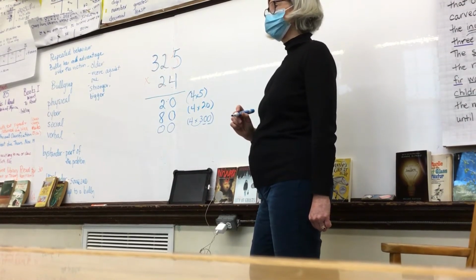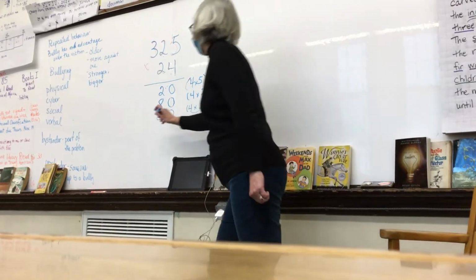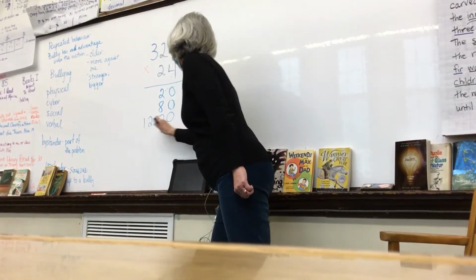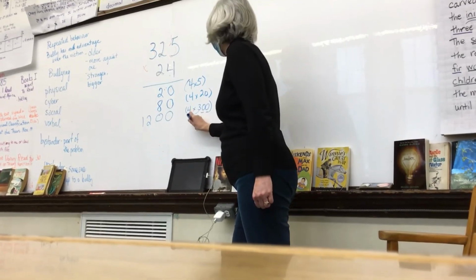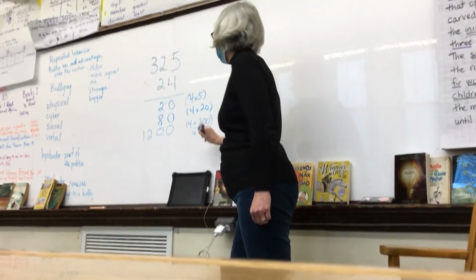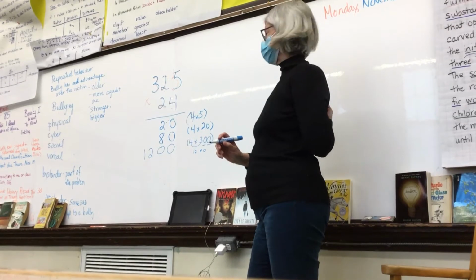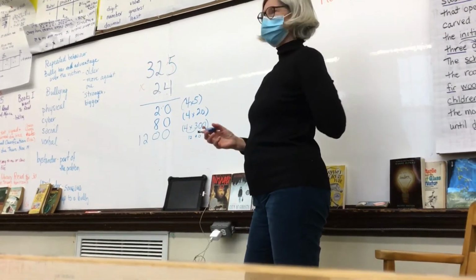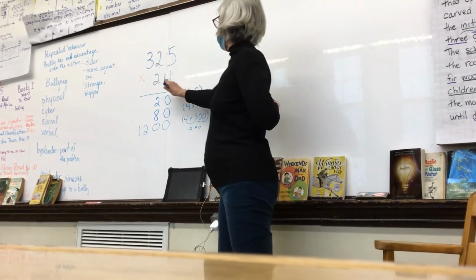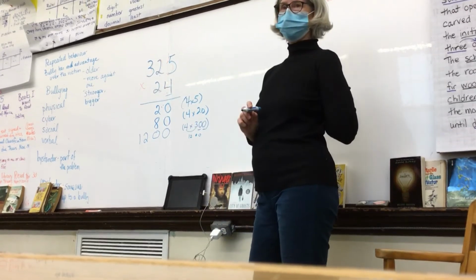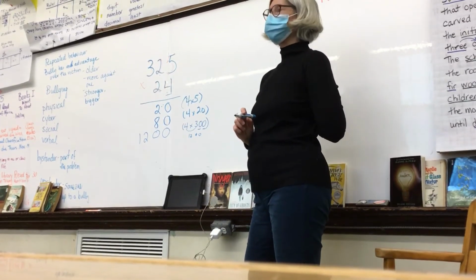Elise? It'll be 1200, that's right, because the 4 times the 3 is 12, and then I have the 2 zeros as placeholders. Does that make sense, Emma? Okay. Then what do I do? Because all I've multiplied by so far is by the 4 in the ones place for that factor. Braden, what do I do next?